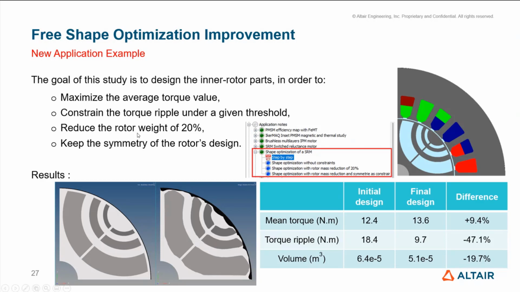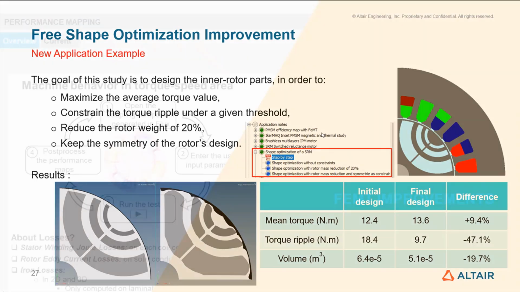And the objective is to reduce the rotor life by 20%, and also to keep the symmetry of the rotor design. Here is the original rotor design, and the picture on the right side is the optimized rotor design. As you can see, on this test case we have successfully satisfied the request for the optimization. You can refer to this tutorial step by step to make a quick test of this new function, new feature in Flux 2022.